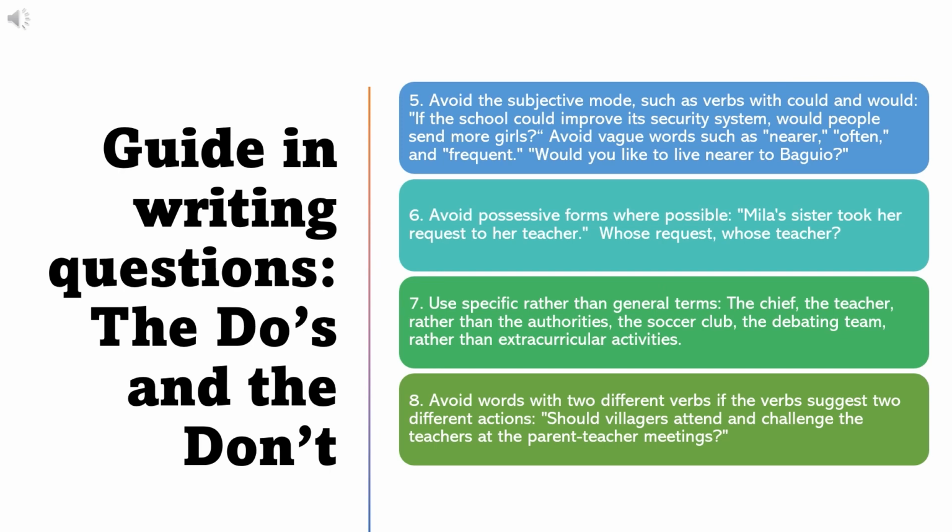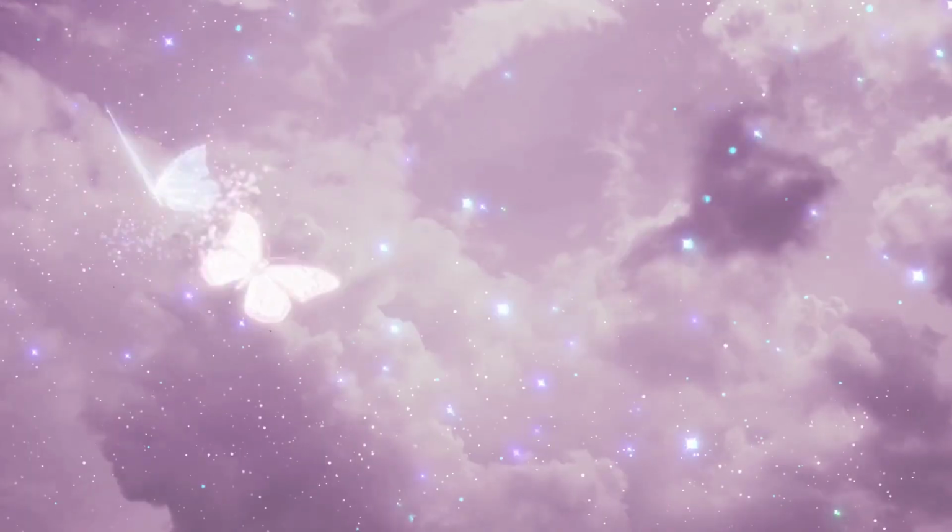6. Avoid possessive forms where possible. Mila's sister took her request to her teacher. Whose request? Whose teacher? 7. Use specific rather than general terms. The chief, the teacher, rather than the authorities; the soccer club, the debating team, rather than extracurricular activities. 8. Avoid words with two different verbs if the verbs suggest two different actions. Should villagers attend and challenge the teachers at the parent-teacher meetings?